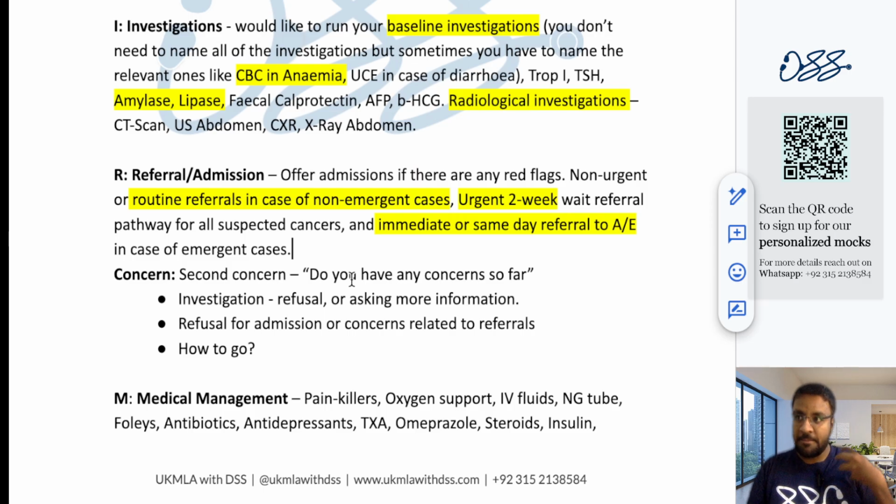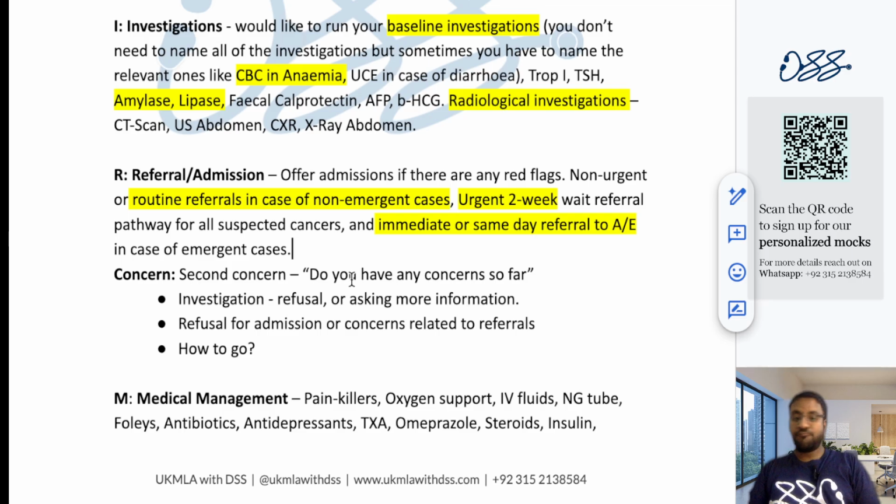And if it's an emergency condition, since your complete blood count shows that your hemoglobin is very low, I would like to immediately refer you to the A&E to get yourself checked, get your workup completed, and eventually get admitted under the care of the hematologist.